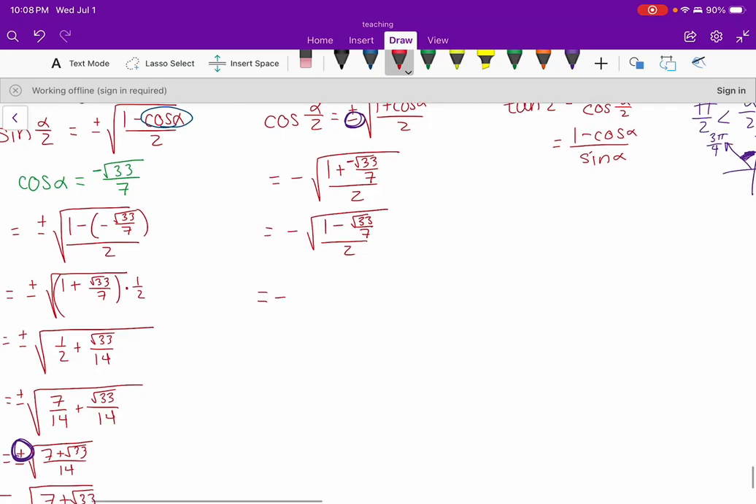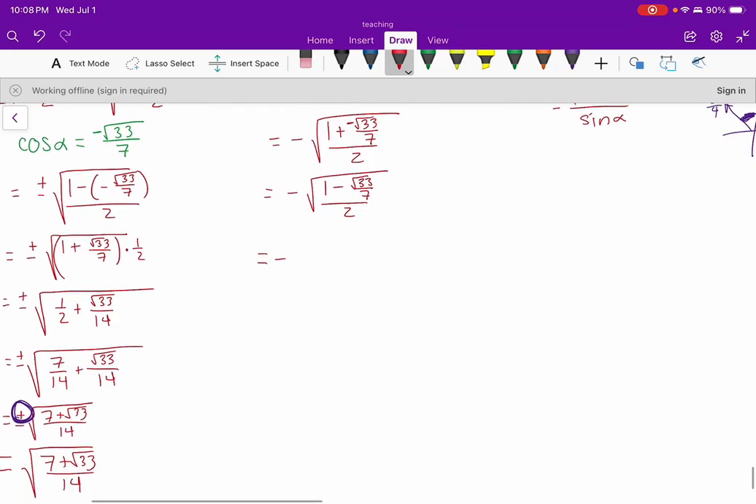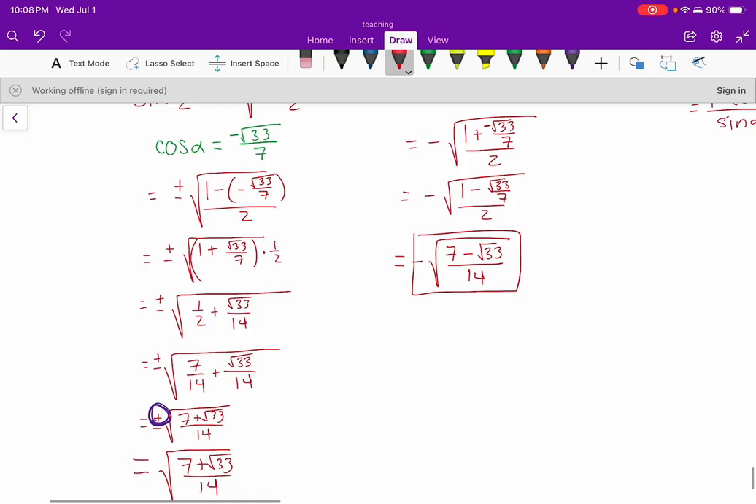Simplifying this will be the same steps as with sine. The only difference is now we have a minus inside. So this is going to be negative square root of (7 minus square root 33) over 14. I'm going to box in these answers.